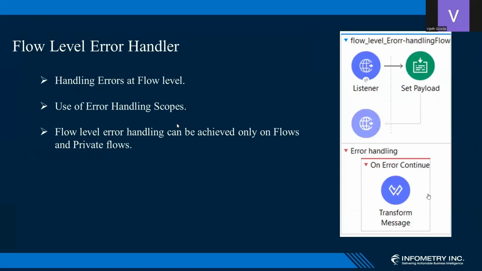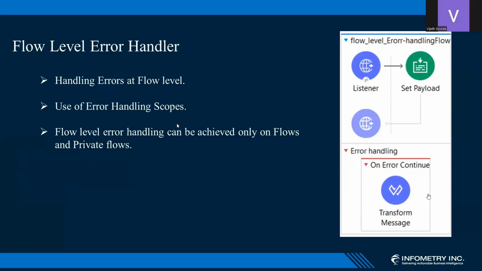You can see in this example, in the error handling section, I have used on error continue with transform message. So this is how, if you want to handle errors at the flow level, we need to make use of the error handling scopes.